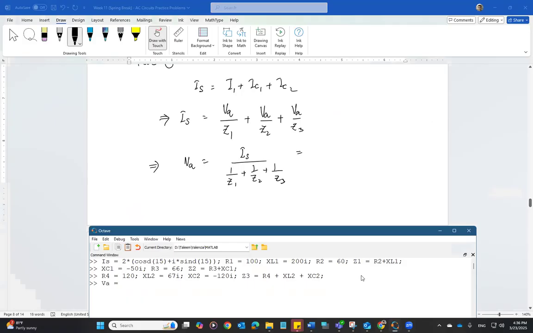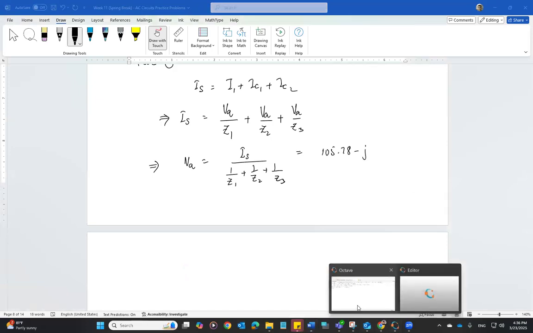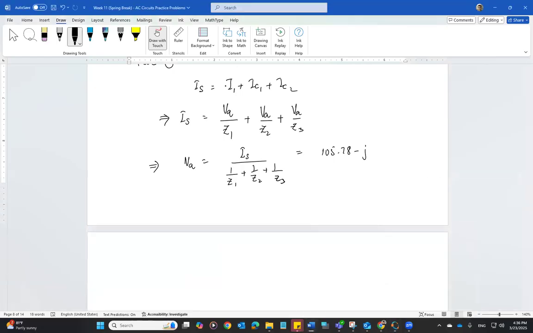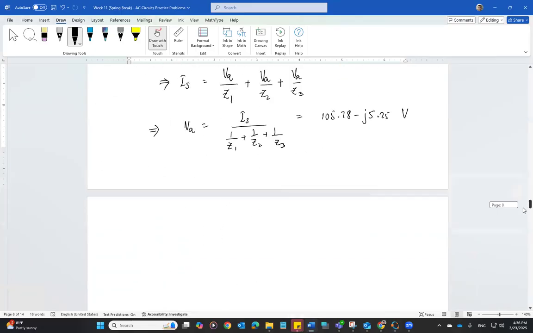VA is IS divided by 1 over Z1 plus 1 over Z2 plus 1 over Z3. So 105.78 minus j5.24, or 5.25 to round this off, volts. Once again, there's no need to represent this in polar form because this is not our final answer. Our final result is IC1 and VC2.